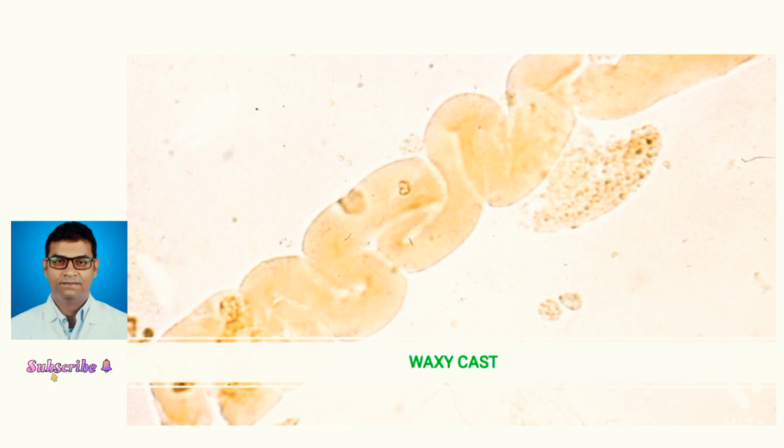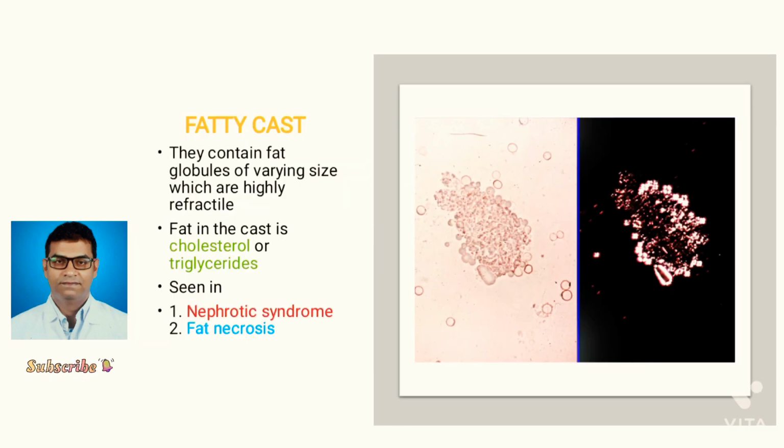They are yellowish, fatty casts. The name itself indicates the cast consists of fat. So there are fat globules of varying size which are highly refractile. Fat in the cast is cholesterol or triglycerides. Fatty casts are seen in fat necrosis and nephrotic syndrome.